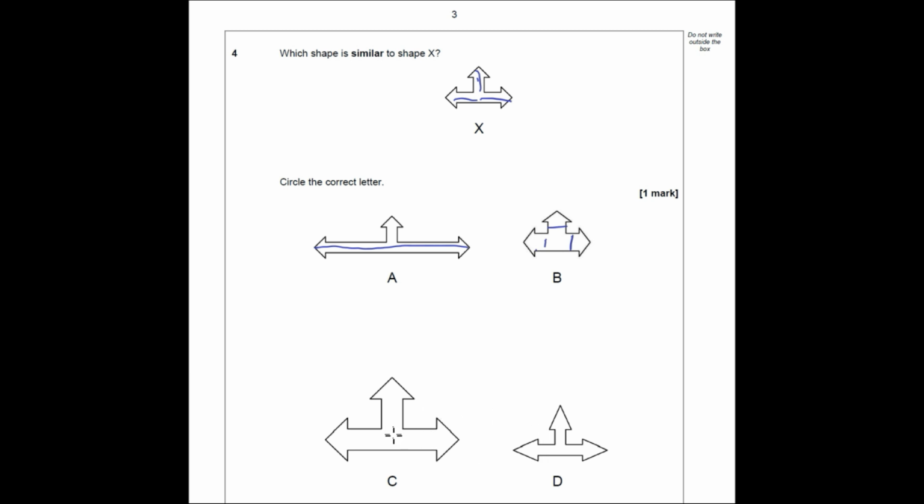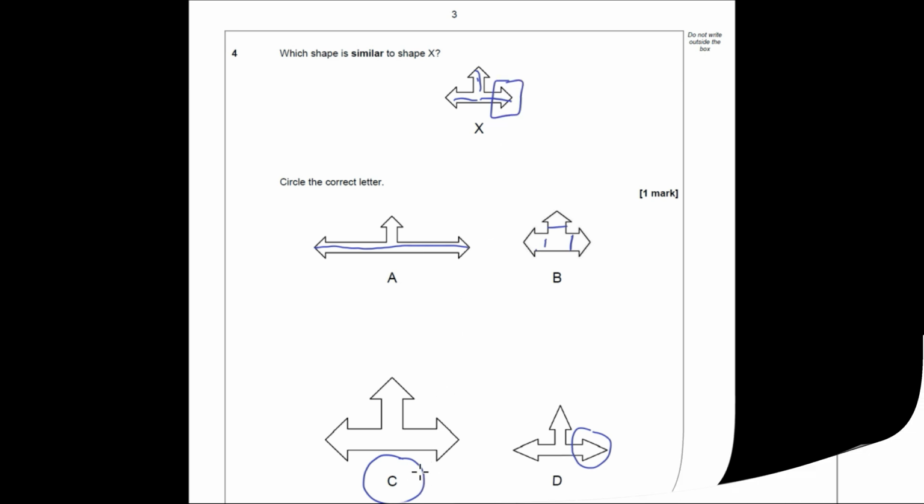What about this one? This one looks very similar, but it is big. This shape is so much bigger than X. But as you see from the definition, as long as the corresponding sides are equal in the ratio of lengths, that should be okay. So I think C will be the answer. Let's compare with D then. D looks quite similar, but the arrow is too sharp if you compare with this. So I think the answer is C.